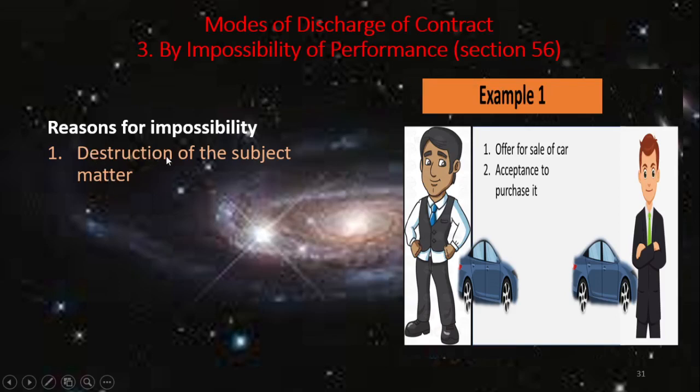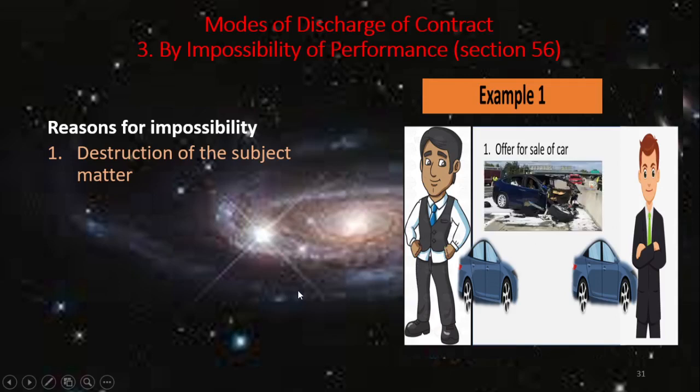The first one is destruction of the subject matter. Assume that Ashok is ready to sell his car. He made an offer to sell his car. Manohar has given his acceptance to purchase it. But after the offer and acceptance, an accident took place and the car was completely destroyed. In that situation, it will become impossible to continue with the contract. It will become impossible to sell the same car to Manohar. So for that reason, the contract will be discharged.